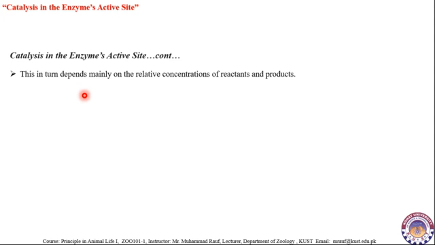Secondly, the concentration of reactants and products also will affect the forward or the backward reaction, whether the reaction will proceed in the forward direction or in the backward direction, because reversible reactions tend to achieve a state of dynamic equilibrium, and therefore the concentration of reactants and products also affects the momentum of this reversible reaction.